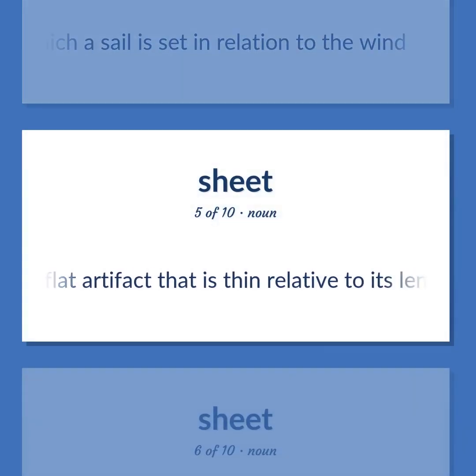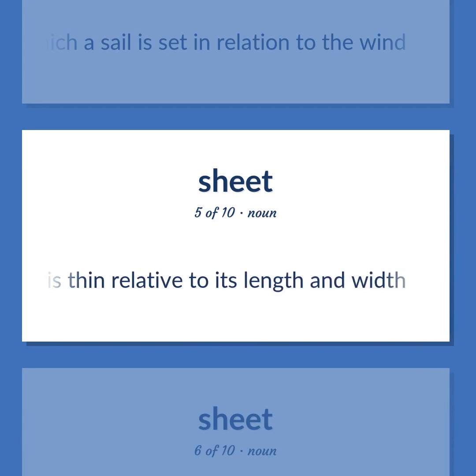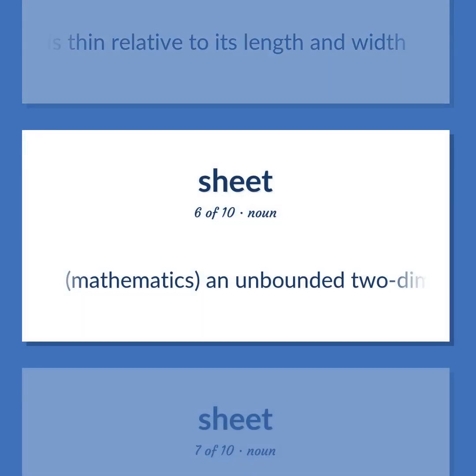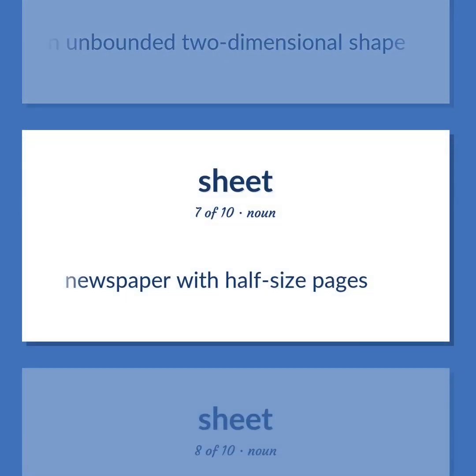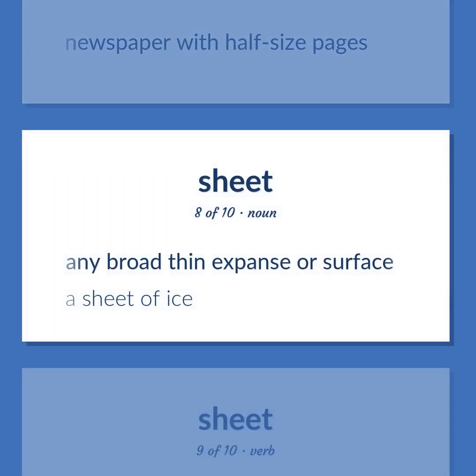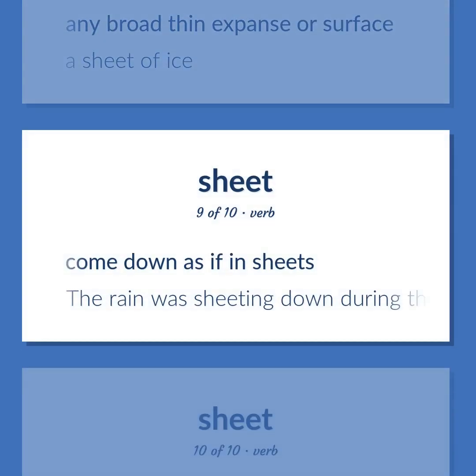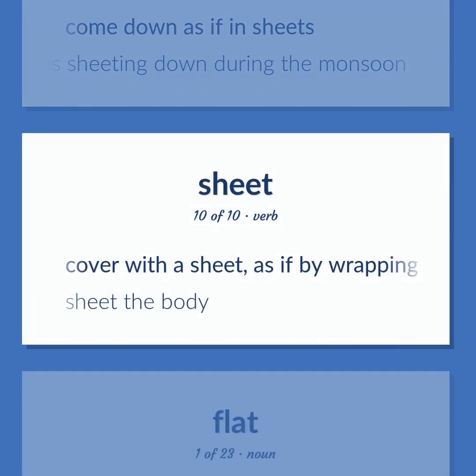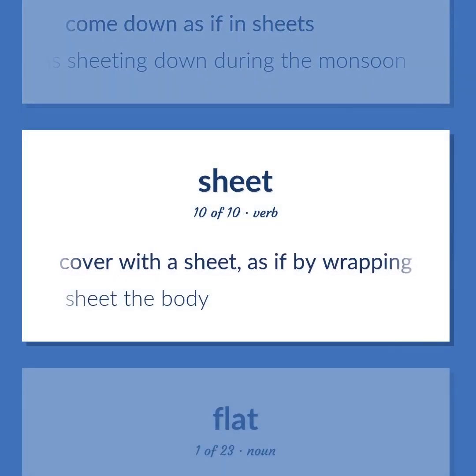A flat artifact that is thin relative to its length and width. Mathematics, an unbounded two-dimensional shape. Newspaper with half-size pages. Any broad thin expanse or surface. A sheet of ice. Come down as if in sheets. The rain was sheeting down during the monsoon. Cover with a sheet, as if by wrapping. Sheet the body.